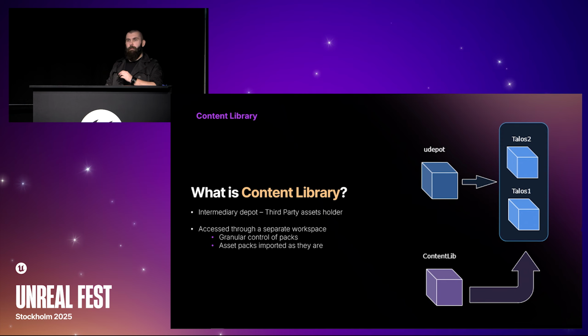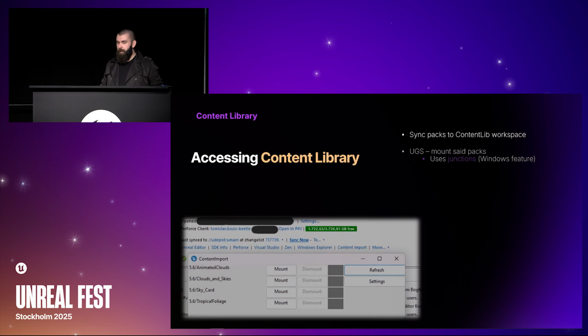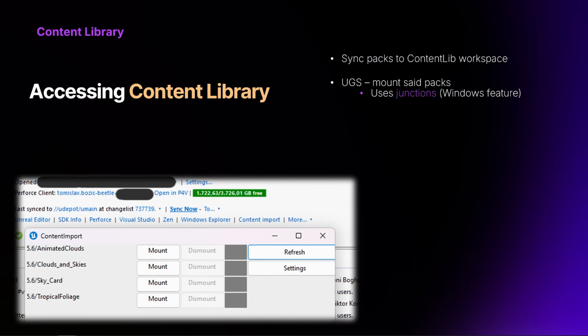And then those asset packs that you get into that workspace will be available for you to get into the production project. But how to access them is you access them through UGS. It is a custom tooling that we implemented inside UGS. So when you get the wanted asset packs into the workspace, you can then mount them through UGS, and then those will appear in your production project.